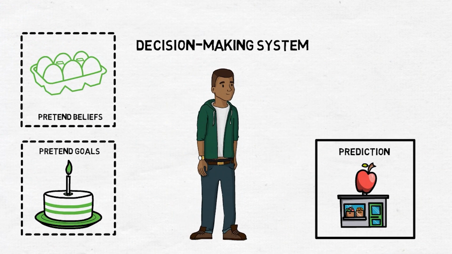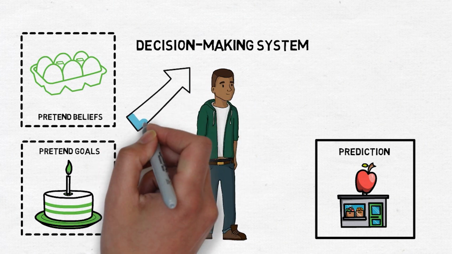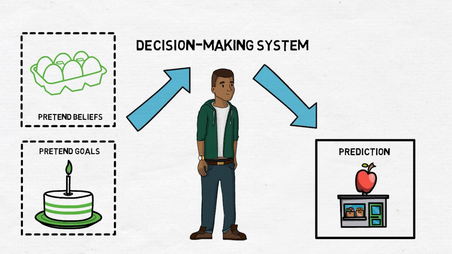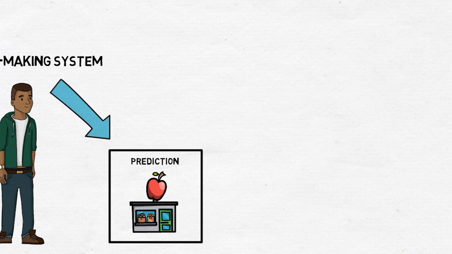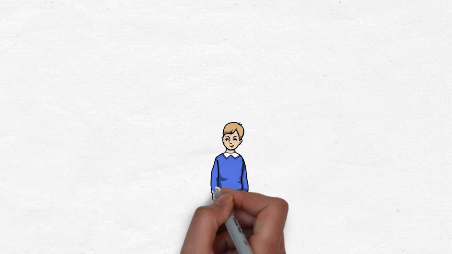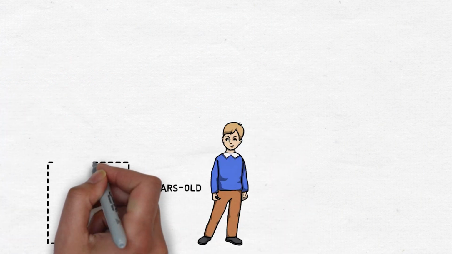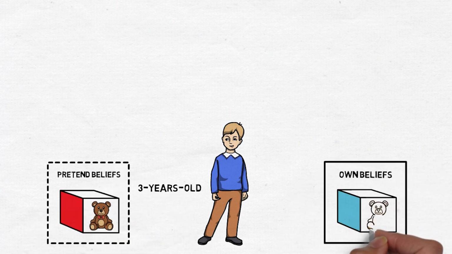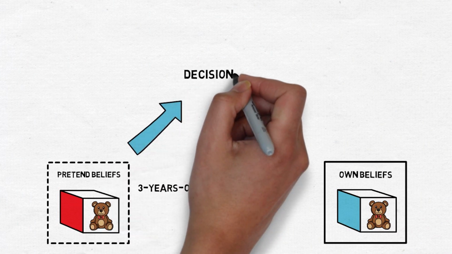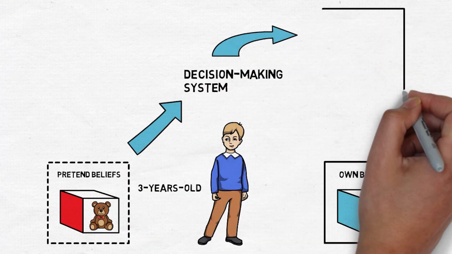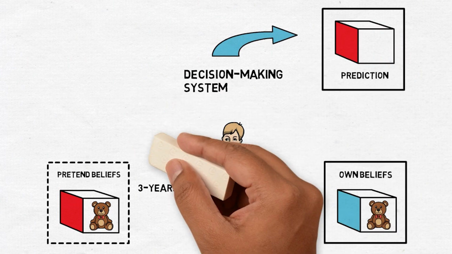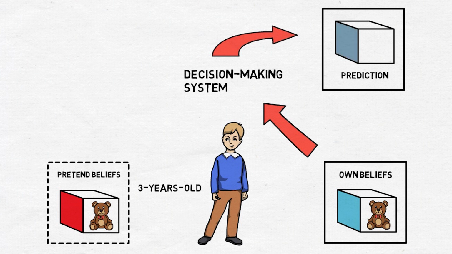Simulation theorists argue that their theory has a straightforward explanation for this. Recall that, on their account, we generate predictions about how others will act by fitting simulated beliefs and desires into our own decision-making system. When we engage in mind reading by simulation, there is therefore a danger that our own genuine beliefs and desires may be confused with these pretend states. The errors that young children make, simulation theorists argue, are due to an underdeveloped capacity to quarantine their own mental states when predicting the actions of others.